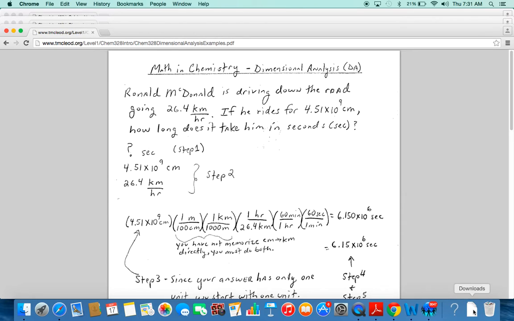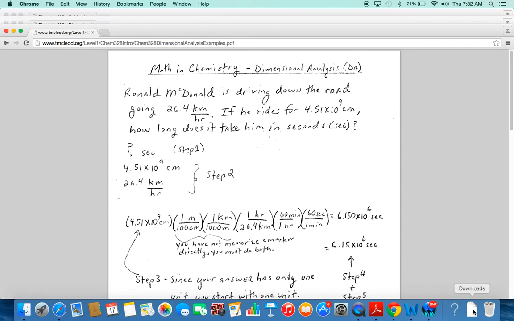So the first step is, what are you looking for? You're looking for seconds. And in this problem, I'm going to abbreviate seconds as SEC instead of just S, because sometimes people think my S's are 5s. Then the other thing I know is 4.51 times 10 to the 9th centimeters and 26.4 kilometers per hour. I do know a lot of conversion factors between centimeters and meters and kilometers and hours and minutes and all that, but I didn't write them down.